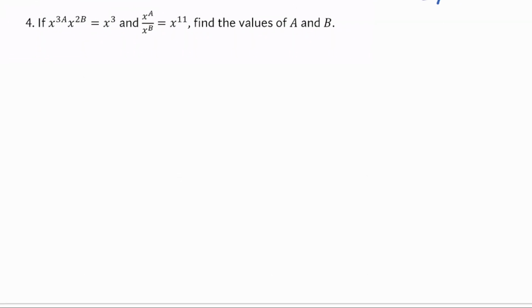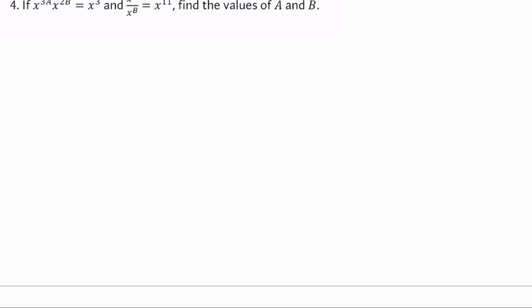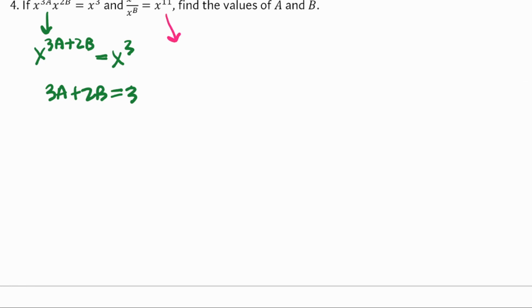Alright, number 4, if x to the 3a times x to the 2b, that's where we would add the exponents. That's equal to x to the 3. Well, that's telling me 3a plus 2b needs to equal 3. And then over here, x to the a divided by x to the b would be x to the a minus b. That's equal to x to the 11. That would mean that a minus b needs to equal 11.